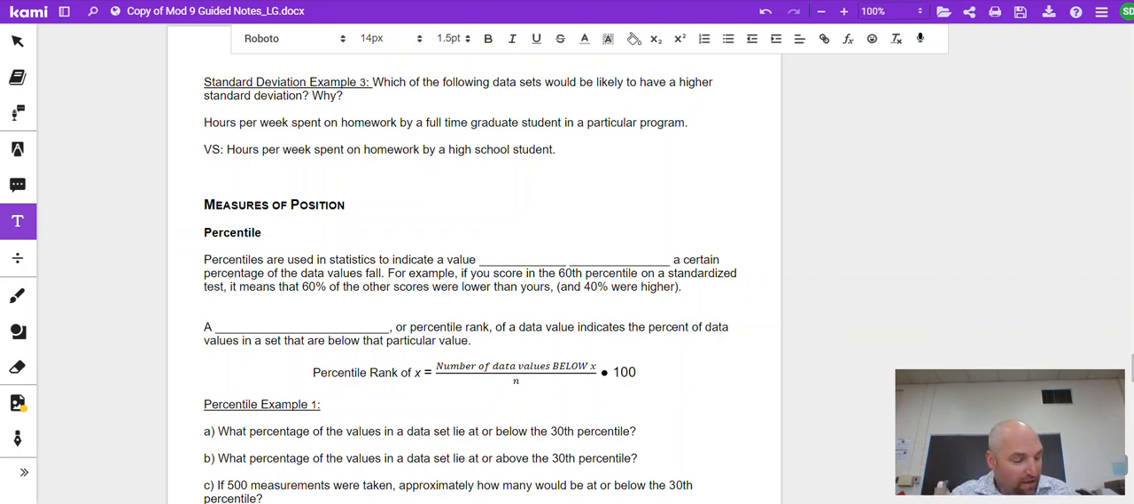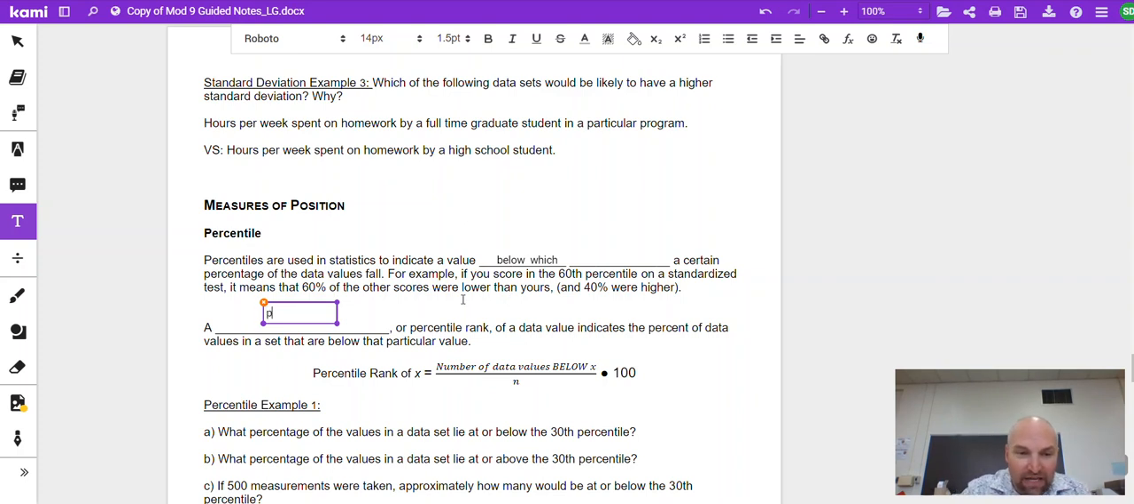So percentiles are used in statistics to indicate a value below which a certain percentile of data fall. For example, if you score in the 60th percentile on a standardized test, it means you're 60% higher than everybody else. All right, so 40% of the people that took the test were better than you. That's not bad. That's actually really good.